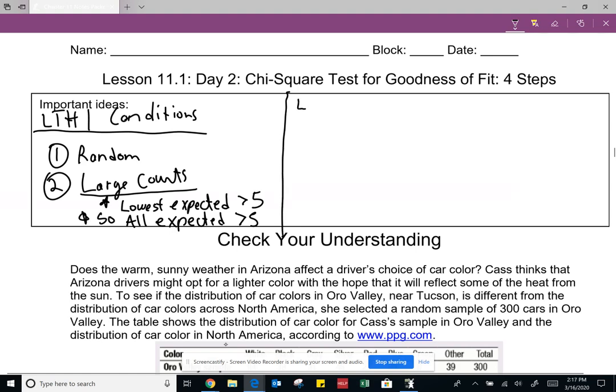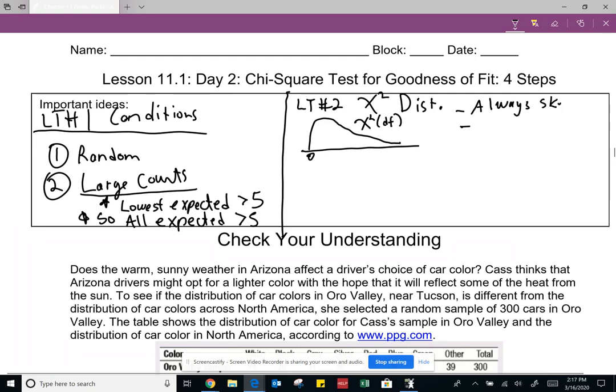Next, learning target number 2. That would be the chi-squared distribution. As a picture, you can have it drawn kind of like a nice right skewed mountain, with 0 at the beginning. You have your chi-squared with degrees of freedom. A couple things to note for possible multiple choice questions in the future would be that this is always skewed right, and it will always also start at 0.